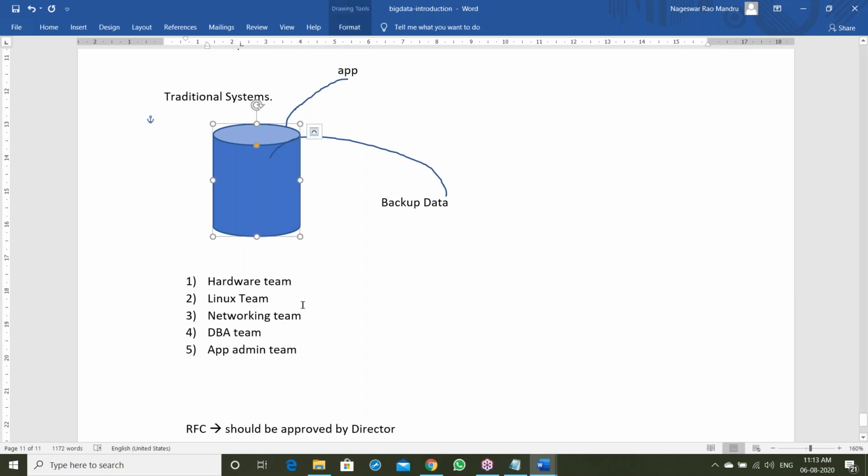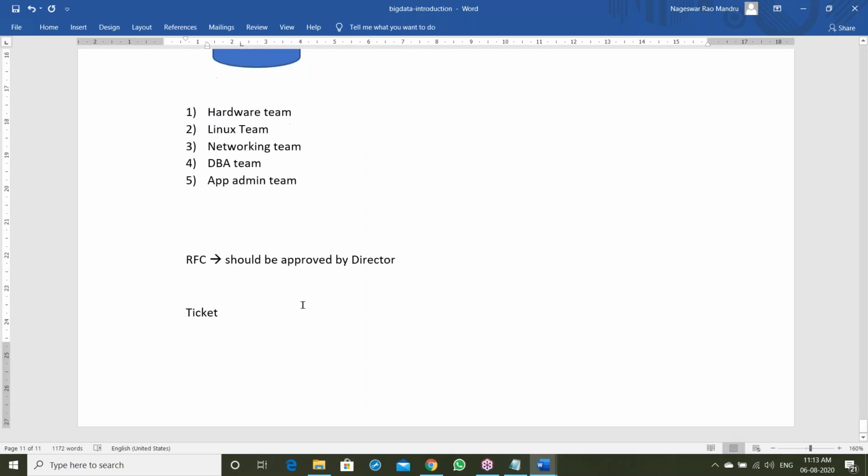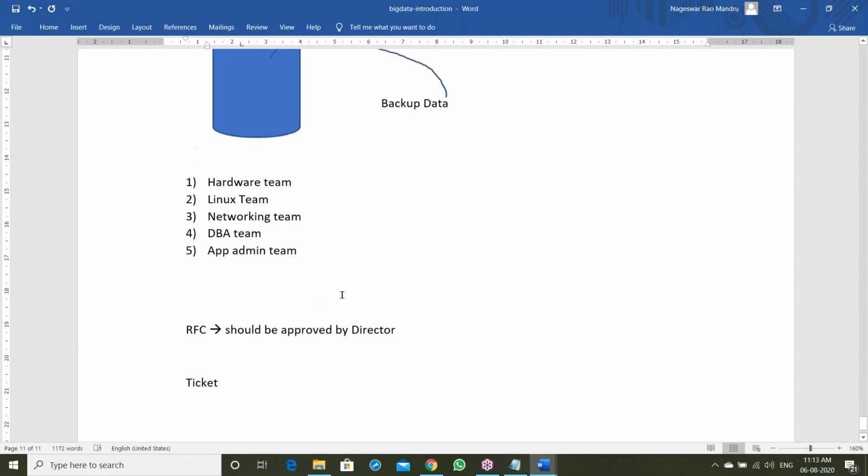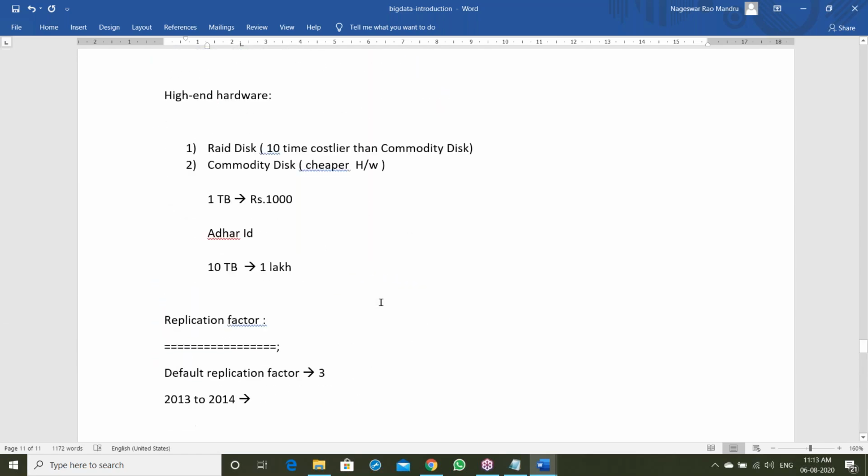So this is the recovery task with traditional systems. Yes, I have seen all these things; I'm saying this from my experience. Next, when it comes to Hadoop, what happens here?